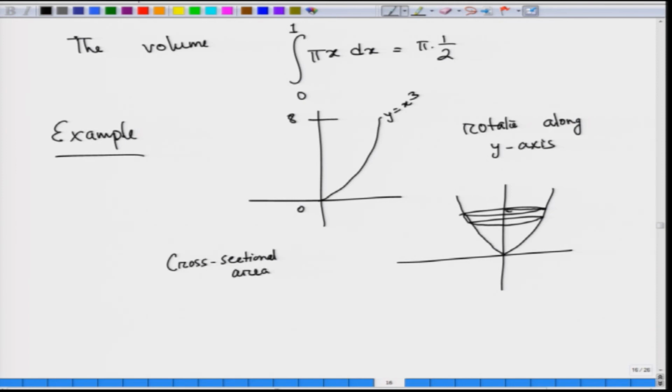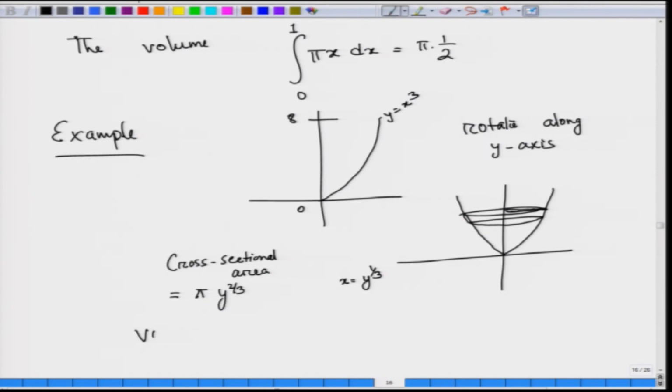So now what is this? This is the radius we are taking. So, now the x equal to, this is x. So, now this x equal to y to the power 1 upon 3. Therefore, the cross sectional area is equal to pi y to the power 2 upon 3.